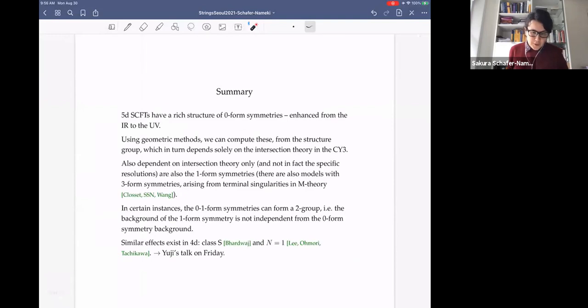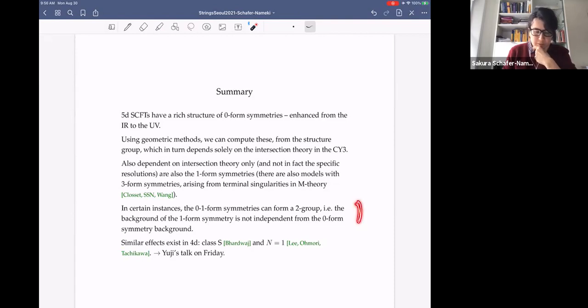Okay, let me conclude. So I think we can all get behind the statement that 5D SCFTs have really interesting zero-form symmetries, enhancement in the UV. And it seems now we also learned there are some interesting higher-form symmetries. I talked about the one-form and the dual two-form symmetry. In fact, there's also a slight corollary. There are models for more exotic singularities that have three-form symmetries, and they certainly seem to be a little less understood. It would be interesting to understand them better from, for example, a discrete gauging point of view.